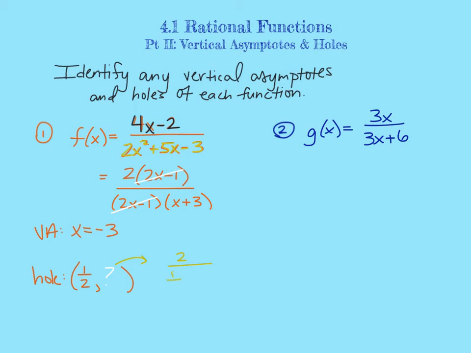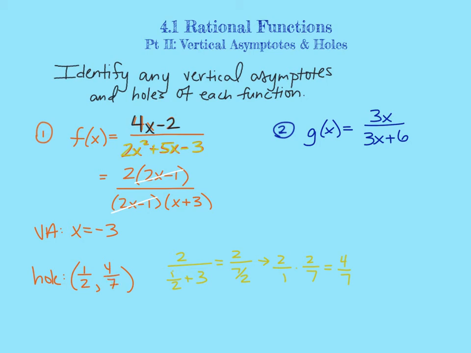When x is 1/2, we'll have 1/2 plus 3. 1/2 plus 3 is going to be 1/2 plus 6/2, so it's 7/2. So it's 2 divided by 7 over 2. That's really 2 times 2 over 7, which is 4/7. So our hole in our graph is at the coordinate point 1/2, comma, 4 over 7.